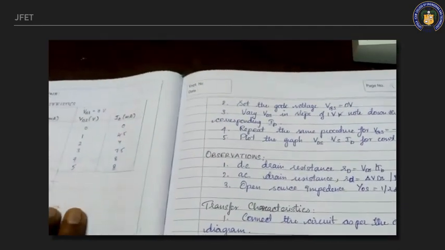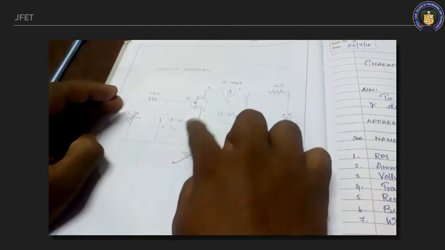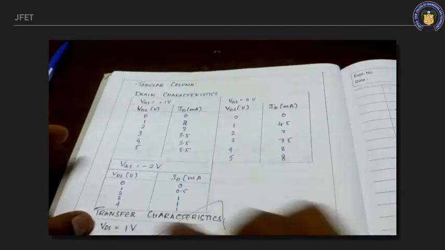First, for the drain characteristics, VGS is the input side. Input side means this side, the left hand side. Right hand side is VDS and ID current. First, for drain characteristics, the VGS voltage is set. VGS is set to 0 volts, then minus 1 volt.